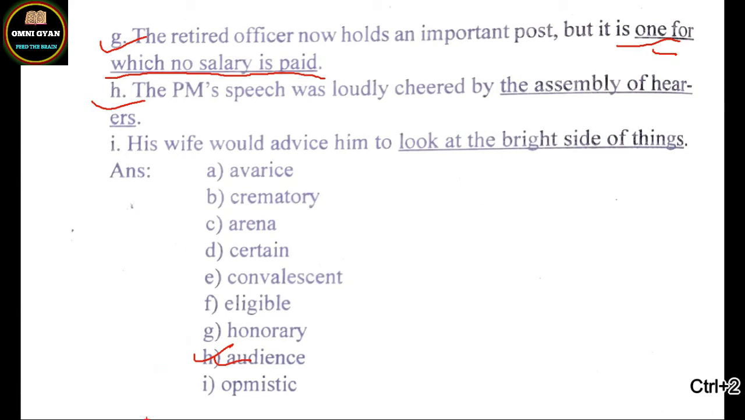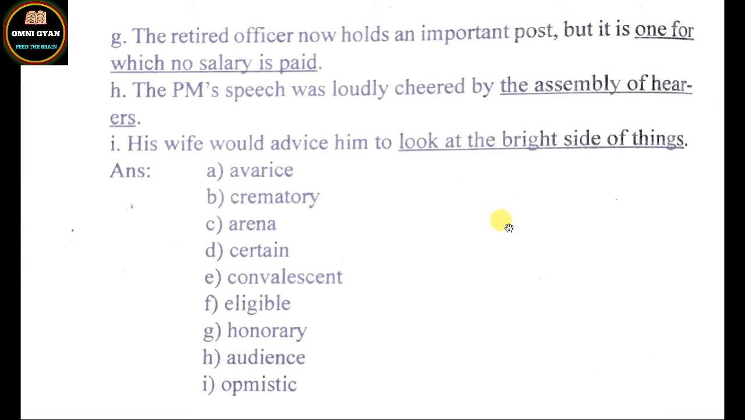Look at the bright side of things. Optimistic. So his wife would advise him to be optimistic. The B word is not here, but you will have to add it to make it a meaningful sentence. Be optimistic. Again, pardon my handwriting. I hope you can understand at least. Optimistic. Alright. This is O. Optimistic.